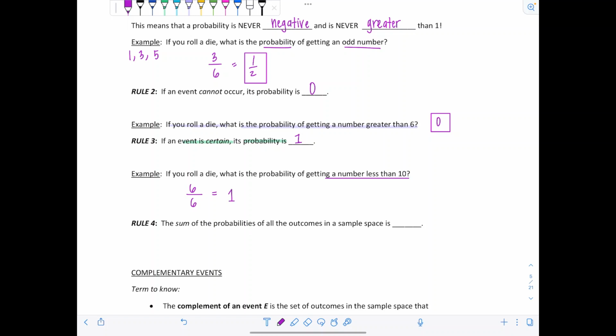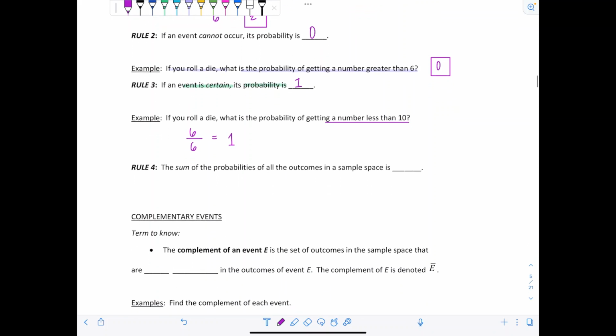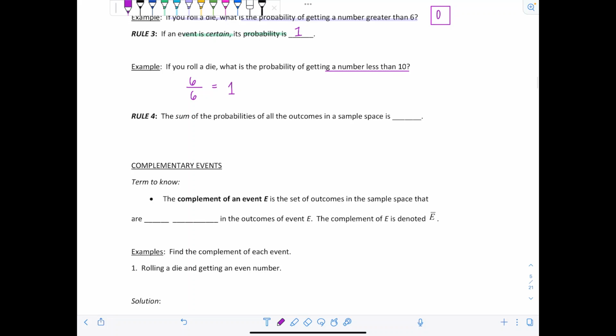And then the last probability rule is that the sum, so if you add up all of the probabilities of all the outcomes in a sample space, again, you get 1. Basically, all of the probabilities add up to 100%. Okay, those are just 4 basic facts. We're going to use them to compute probabilities later on.